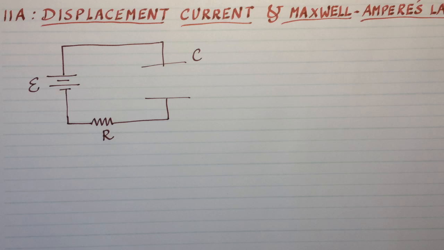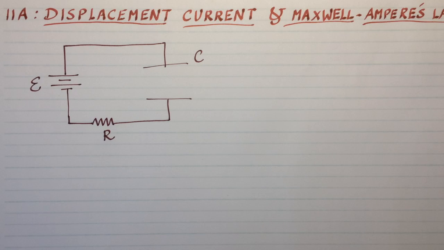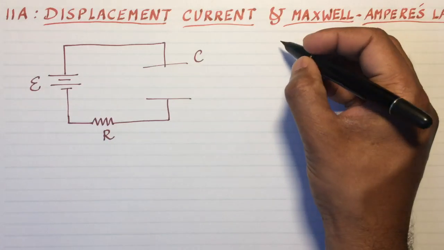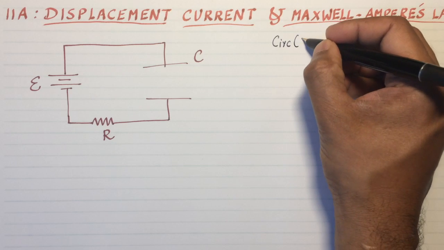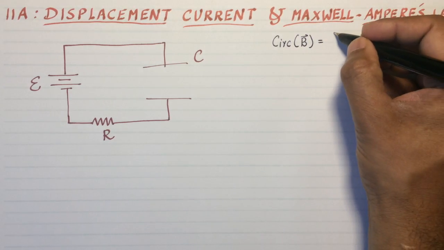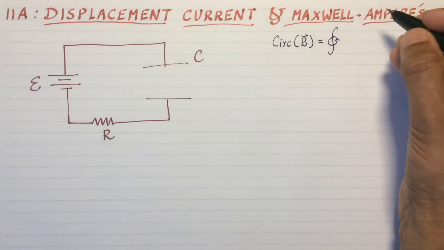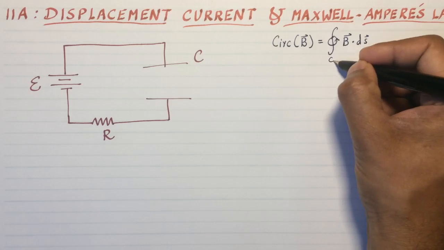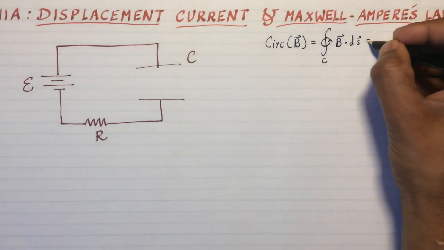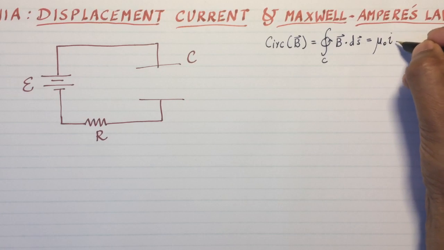It's in the context of a charging capacitor that we will discover why Ampere's law, as stated in the earlier weeks, is wrong. Now, if you remember, Ampere's law, as we stated it 2 weeks ago maybe, was the following statement. The circulation of the B field, which is given by the line integral around a closed curve C of B dot ds, is going to be equal to mu naught times the enclosed current.